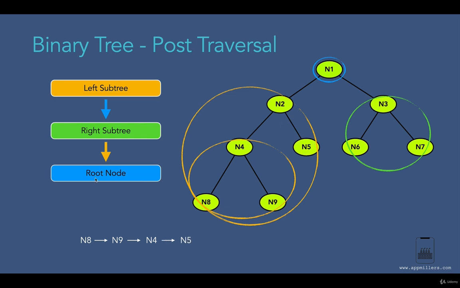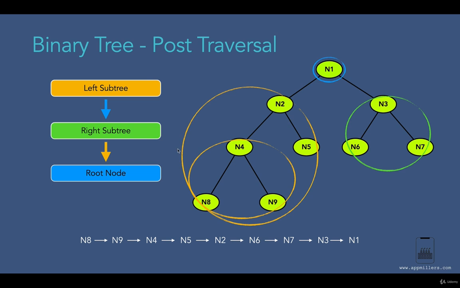Now after finishing the right subtree, the next step is we need to continue to the root node. The root node of this left subtree is N2. So the next node that we are going to visit is N2. Now after finishing this whole left subtree, the next step is we need to continue to the right subtree. In the right subtree, we have a left and right child. So the first thing that we are going to do is visit the left child, which is N6 in this case. Then we are going to visit the right child, which is N7. Then we are going to visit the root node of this right subtree, which is N3. Now after finishing the right subtree, the last step is we need to visit the root node. So in this case, we are going to visit N1.